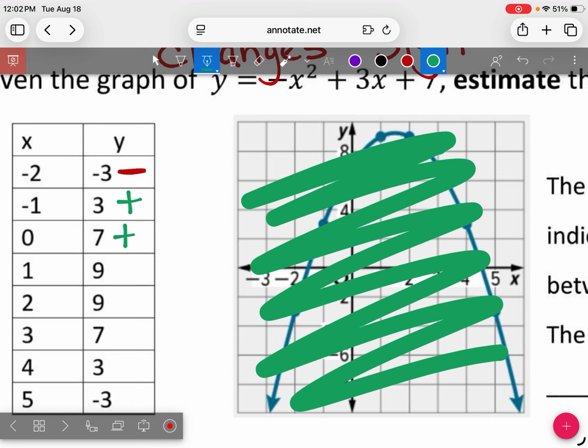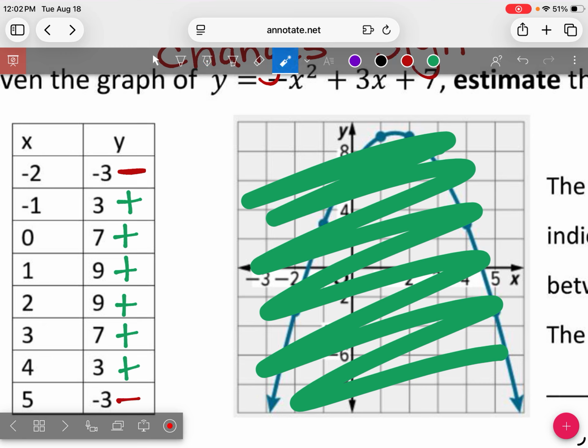So then this is positive. These are all positive. And then it's negative at the bottom. So would you all agree with that? I'm just looking at the y value. Okay. So when it changes sign, that's where we have a solution.